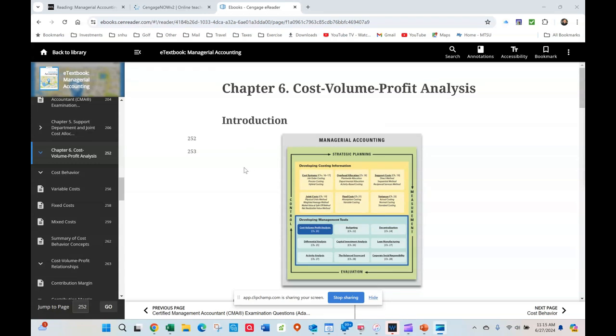Hello. This video is on Chapter 6, Cost Volume Profit Analysis, CVP, which I think is probably one of the most useful parts of this course. It basically allows you to look at your fixed and variable costs and your revenue and determine how many units you need to sell to break even. And then you can also determine how many units you need to sell to make a certain profit.